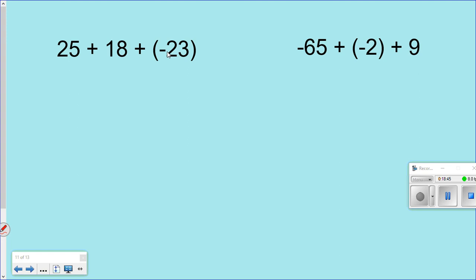Parentheses just keep that negative with that number. They just make it so it doesn't have that positive and minus right beside each other. We'll keep it kind of separate.